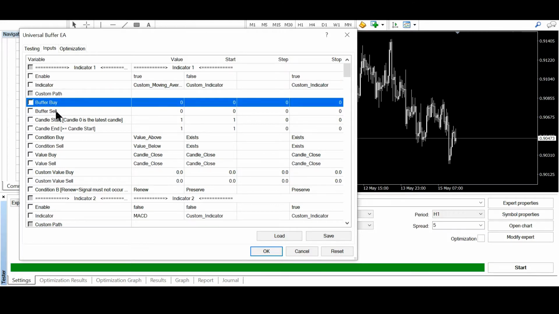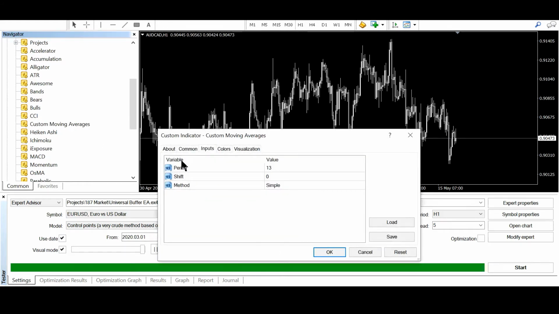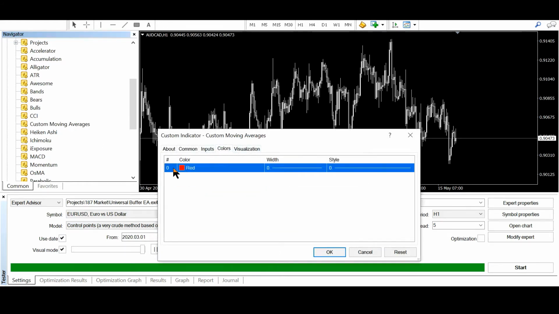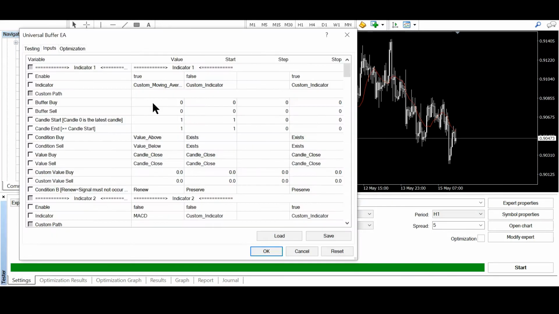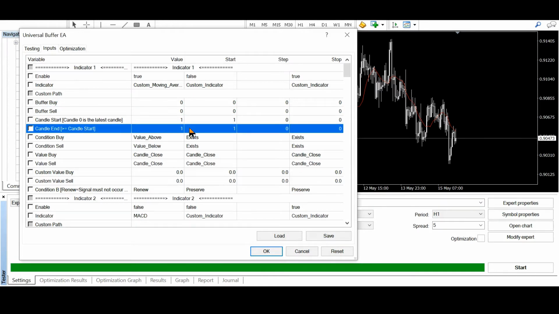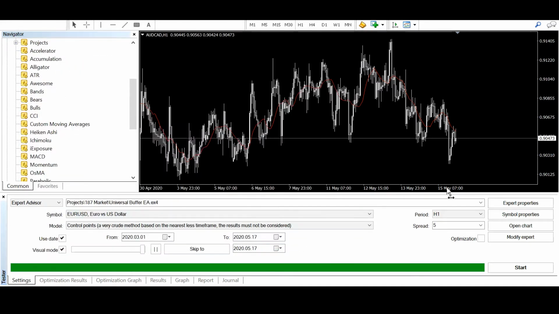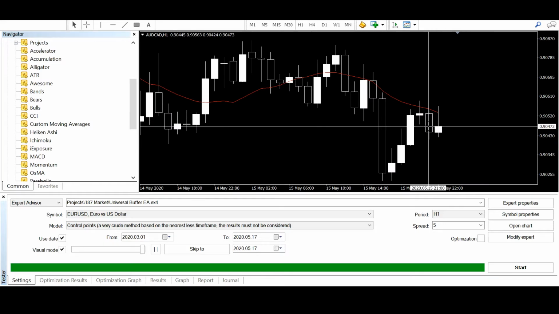So what is buffer buy, what is buffer sell? For this purpose we select just the custom moving average from the indicators and go to colors, and we see here the moving average is at position 0. So we can type in 0, 0. Candle start, candle end. We can select 1 because the second last candle will be considered. This is candle 0, this is candle 1.